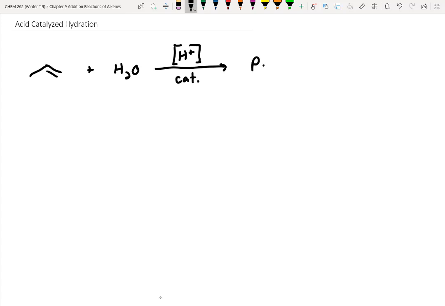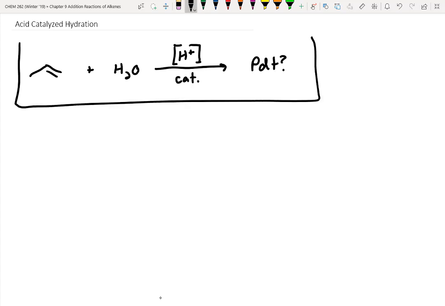And let's try to predict what our product will be for this reaction. So I'm just going to box this off, and we'll try to use our organic chemistry brains to work through this. So what do you think the first step's going to be? What's the fastest reaction? Acid-base chemistry. All right, so step one, we've got water floating around. We've got acid floating around.